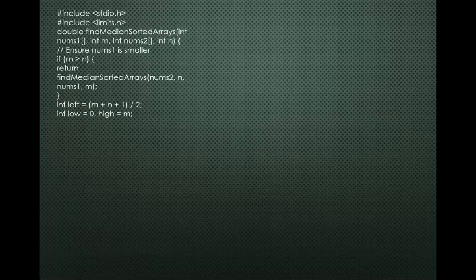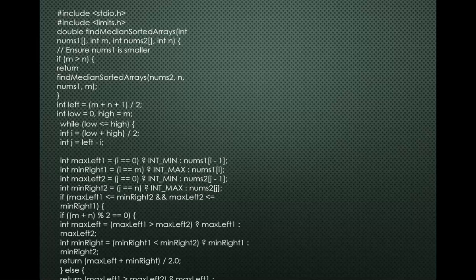And this is the C version of the same logic. INT_MIN acts as minus infinity, INT_MAX acts as plus infinity. I have used a recursive swap which ensures nums1 is smaller. Ternary operators are used for boundary conditions. You can see max left 1, min right 1, max left 2, min right 2. They are the largest value on the left of nums1, the smallest value on the right of nums1, the largest value on the left of nums2 and the smallest value on the right of nums2. So these four numbers completely determine whether the cut is correct or not. These four boundary conditions are very important here.